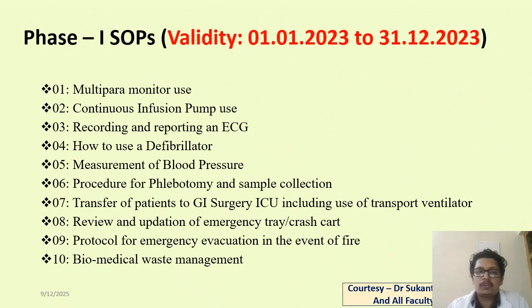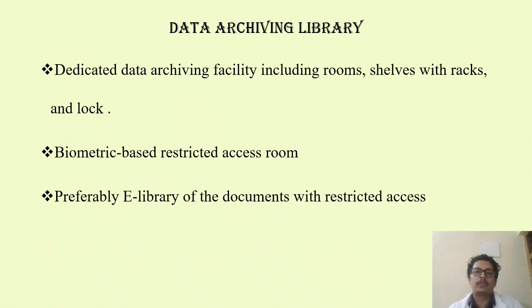Then standard operating procedures should be there for each procedure. Some essential SOPs are shown in the presentation: multi-parameter monitor use, continuous infusion pump use, recording and reporting of ECG, how to use a defibrillator, measurement of blood pressure, procedure for phlebotomy and sample collection, transfer of patient from GA surgery to ICU including the transport ventilator, review and updation of the emergency tray and crash cart, protocol for emergency evacuation in the event of fire, and biomedical waste management. It should be trained and facilitated for all the staff of the clinical research unit or trial unit.